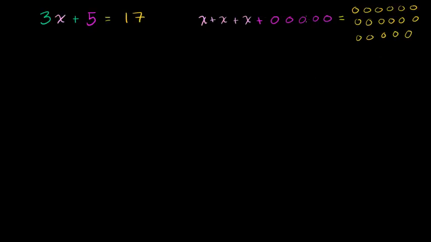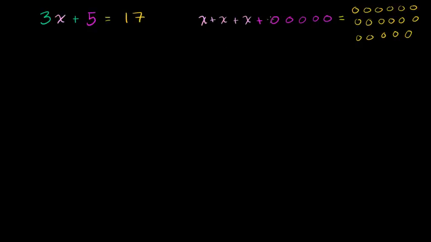Now, these two things are equal. So anything you do to this side, you'd have to do to that side. If we were to get rid of one object here, you'd want to get rid of one object there in order for the equality to still be true. Now, what can we do to both sides of this equation so we can get it in the form that we're used to, where we only have a 3x on the left-hand side, where we don't have this 5?